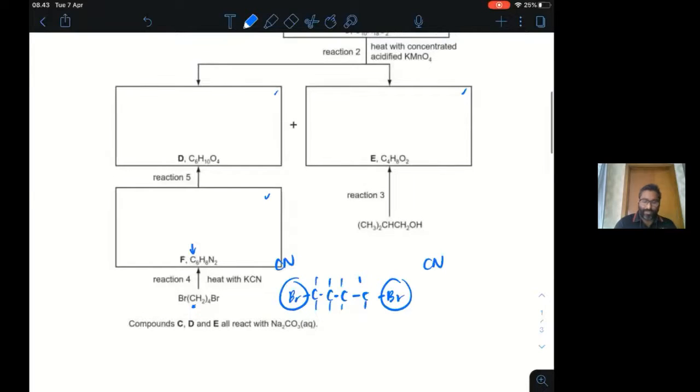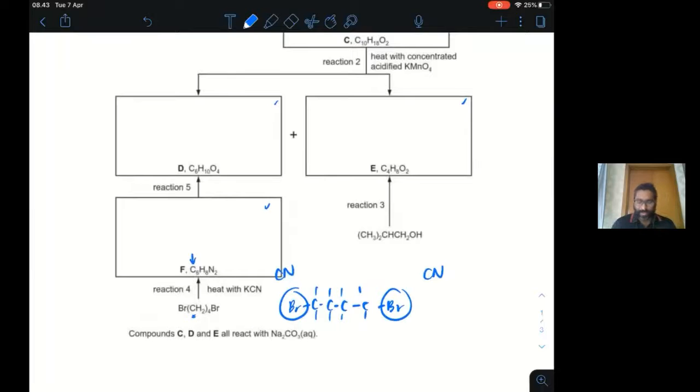After that, I also notice here, once I have the nitrile, I do not have any oxygen in here, no oxygen. But now I see 4 oxygen. For nitrile, there are 2 reactions.